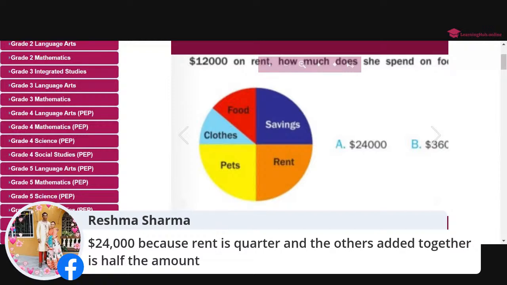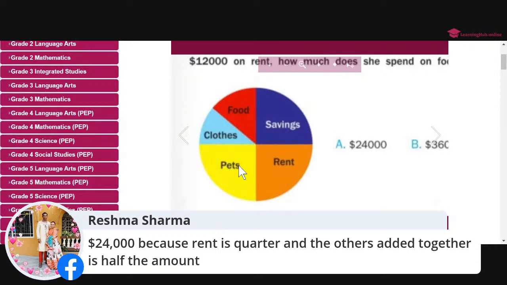Yep. Look at this, guys. Rent is a quarter of the pie chart, and she spends 12,000 on rent. And food, clothes, and pets make up a half of the pie chart. So that means if a quarter is 12, a half is going to be 12 times 2, which is 24,000. And if you look at it, guys, food looks like a half of rent. So food is 6,000. Clothes looks like a half of rent. Remember, rent is 12,000, so clothes would be 6,000.